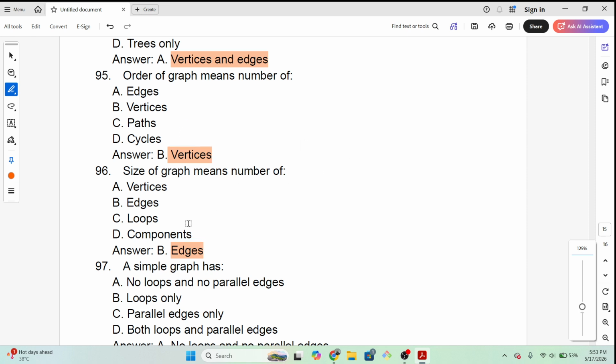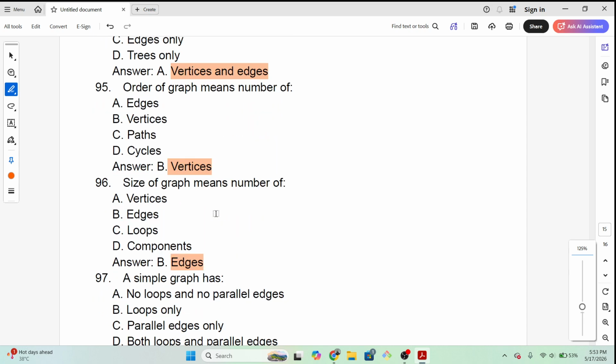Size of a graph means edges. Order of a graph means vertices. So what is a graph? It has an order and a size. That means it contains vertices, and that is what is called a graph.